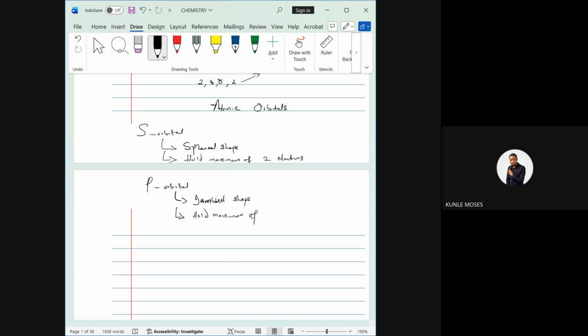And p has a dumbbell shape. And it also holds a maximum of 6 electrons. Is that taken? Do you understand the s orbital and the p orbital now? I believe so. So let's quickly move on. All these things I will ask you a question after the class. So let's quickly move to the 6th topic for today. We are moving very fast today. Periodic table and periodicity.